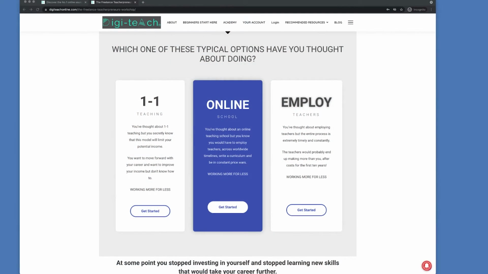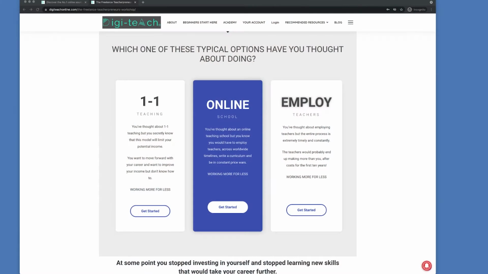So in this workshop, I address the three biggest areas that most online teachers or tutors think about: I'm going to become a freelance teacher, I know I'm going to teach one-to-one, or I know I'm going to open my own online language school. But this really goes directly to the point. Quite simply, you thought about one-to-one teaching, but you secretly know that this model will limit your potential income. Again, no nonsense. It's categorically, mathematically true.